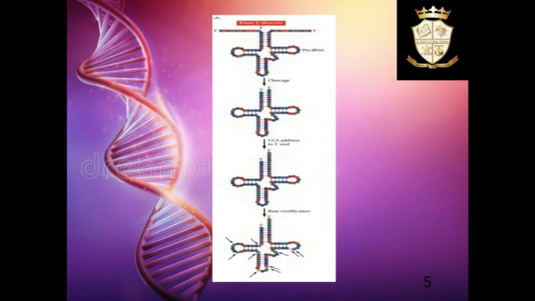Look at the image. There is a 5' end and a 3' end. The 5' end and 3' end are cleaved by the corresponding enzymes. For example, the 5' end is removed by RNase P. After the removal, a CCA nucleotide sequence is added on the 3' end and some nucleotides are changed to form unusual bases, and it becomes mature tRNA.